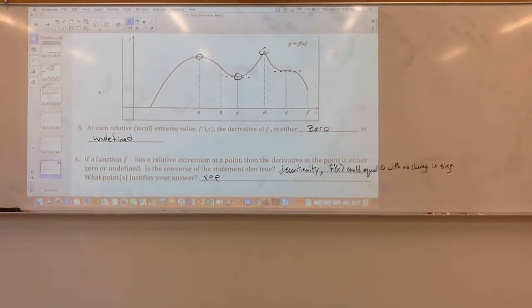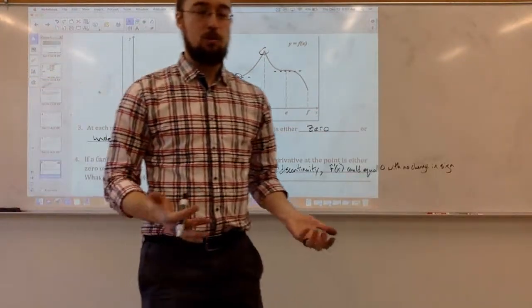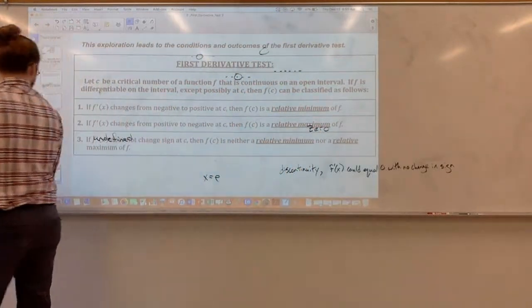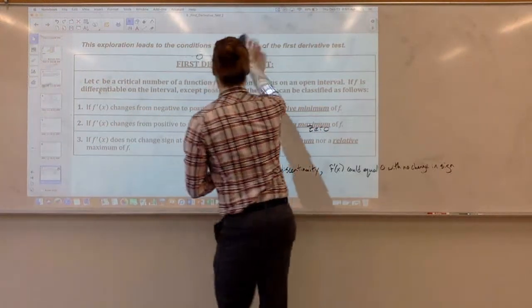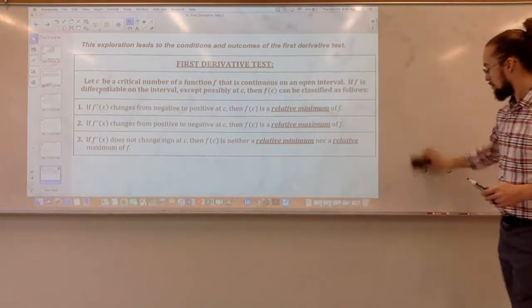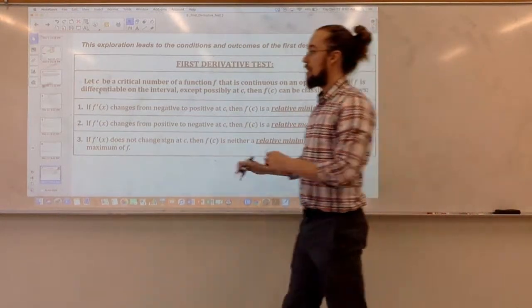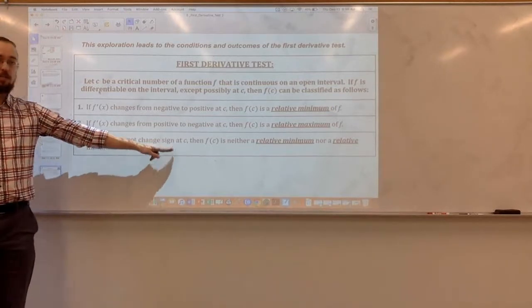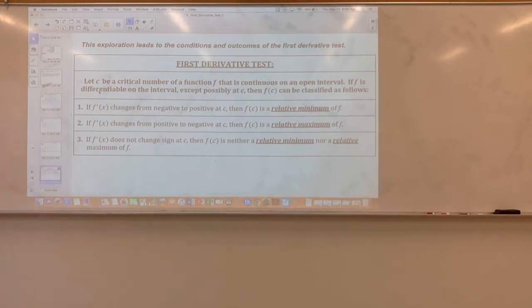Right? So what all of this leads us to is the first derivative test. If our derivative changes signs from negative to positive at a certain point, then that point is a relative minimum. If our derivative changes from positive to negative at a certain point, then at that point we have a relative maximum. And if our derivative does not change sign, we don't have either one, neither a relative min nor a max.